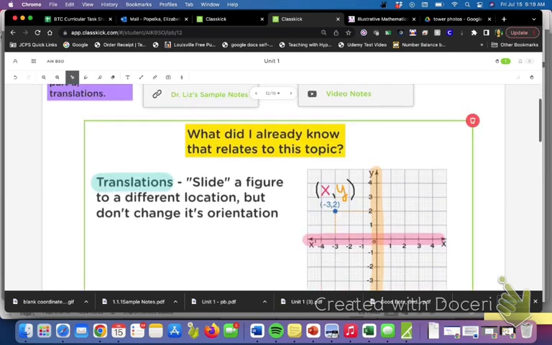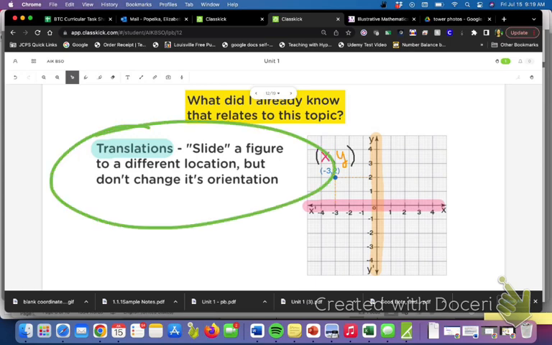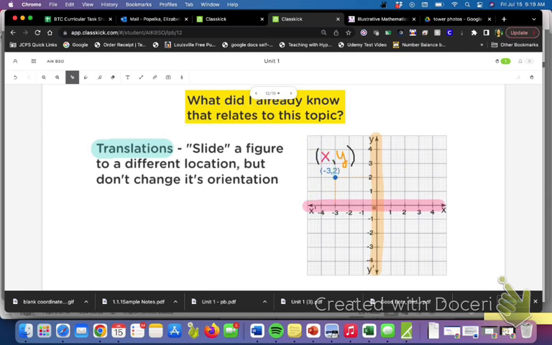So there are two really big things that we need to make sure we remember in order to be successful on this topic. First of all, that translations are a type of transformation that slides a figure to a different location, but doesn't change the direction it's facing or anything like that.